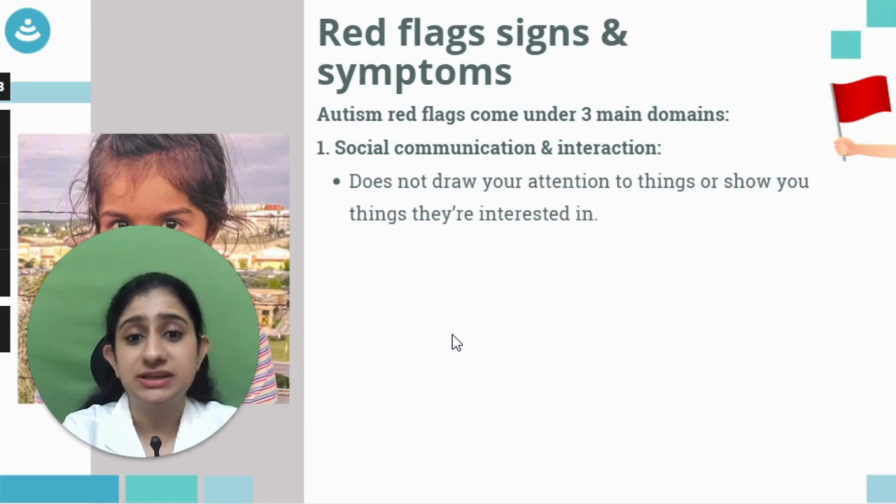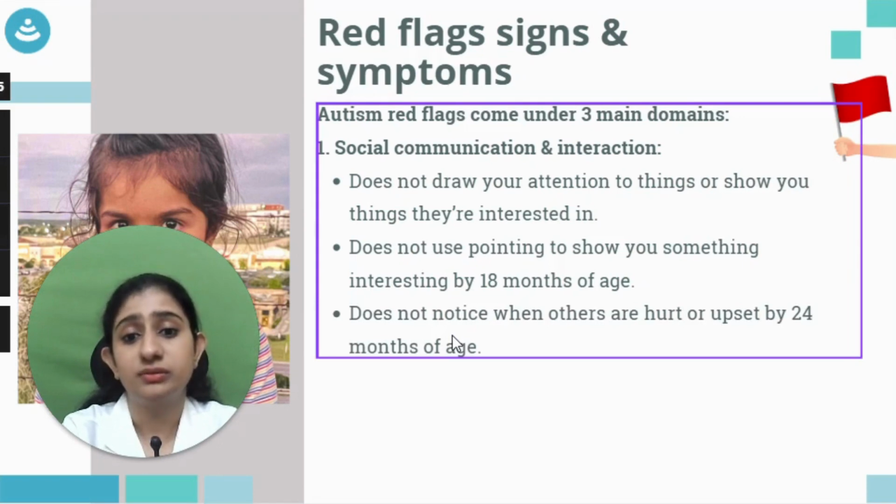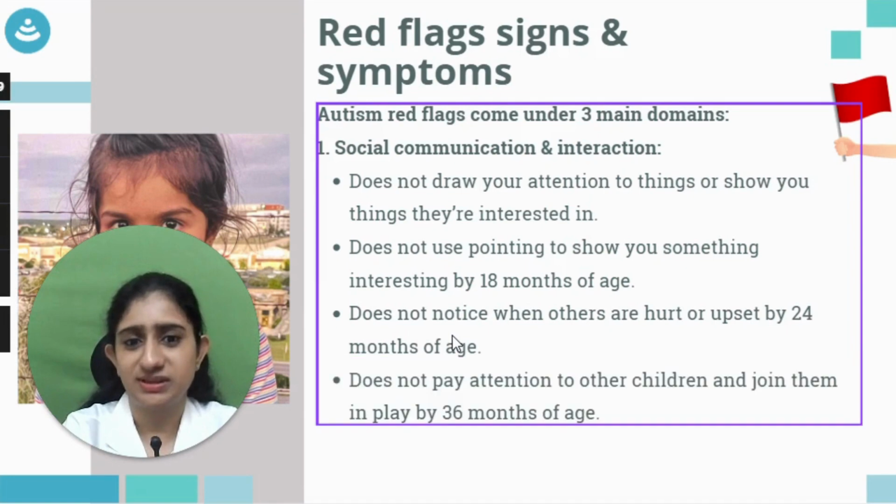And you may see that the child does not draw your attention towards things, or they may not show you the things that they are interested in. They do not use pointing, using their index fingers, to show you something that they are interested in, or they don't notice when others are hurt or upset, or they don't pay attention to other children and join them in play.